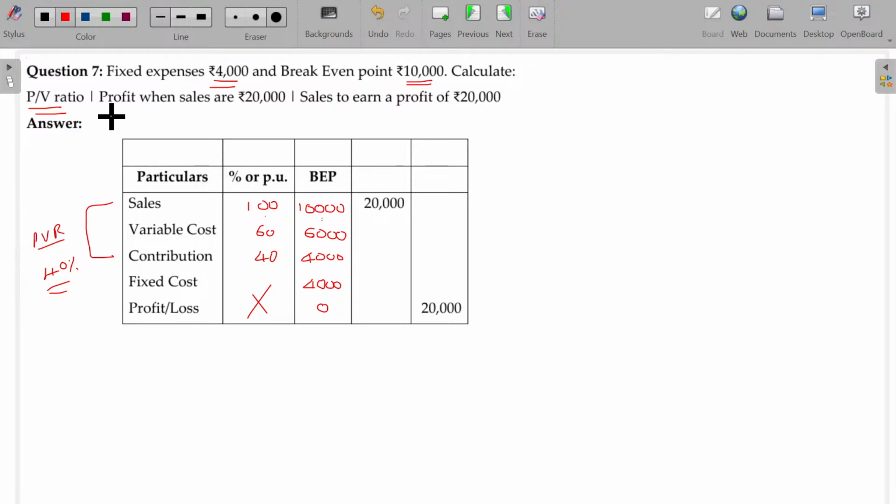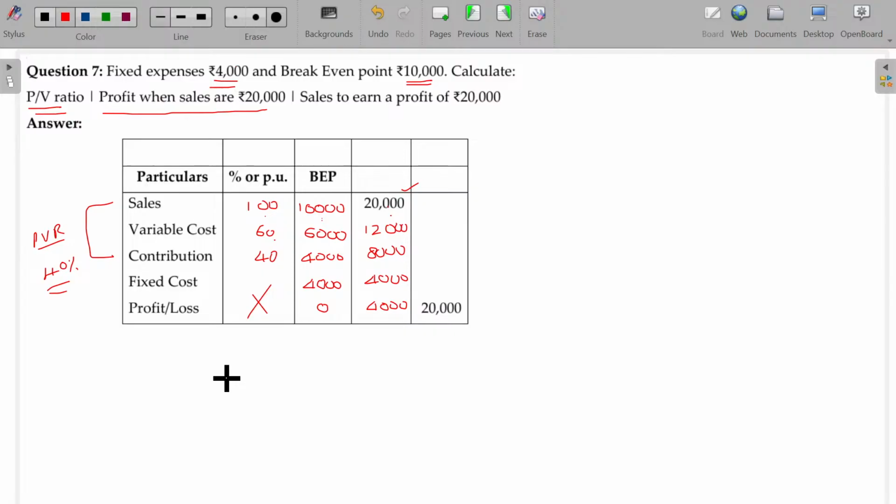Now you have to answer for this one. Profit when sales are 20,000. If sales being 20,000, what is the profit? If sales being 20,000, variable cost portion being 60% on the sales. How much is that? 12,000. And your contribution is 8,000. Of course, you have to pay the 4,000 rupees for fixed cost. Balance 4,000 is your profit. If the sales being 10,000, it is BEP. If the sales increases to 20,000 rupees, you will earn 4,000 rupees profit.